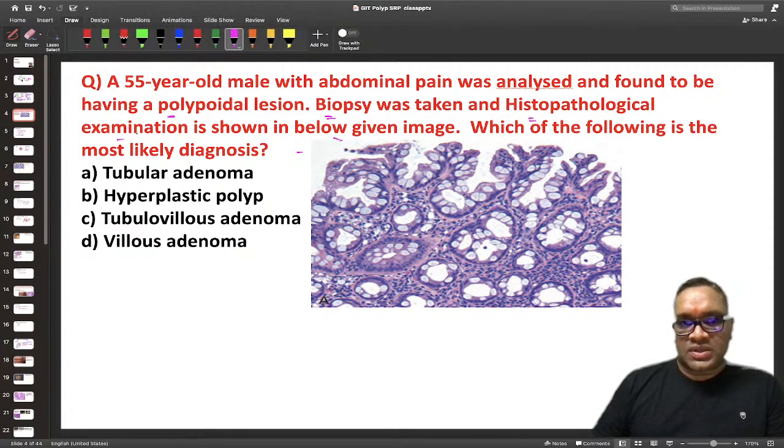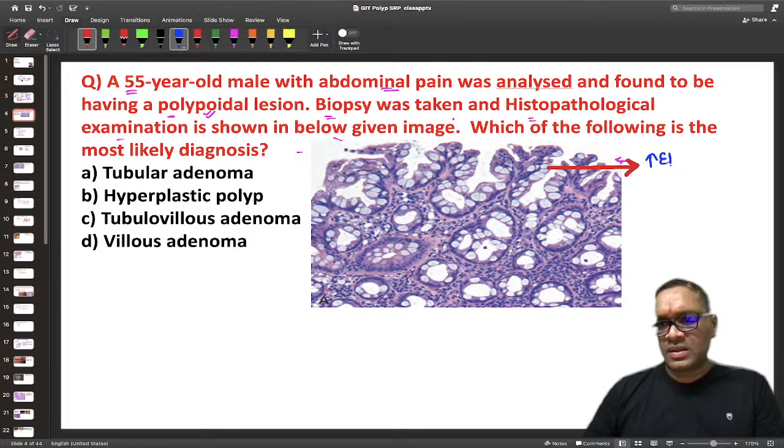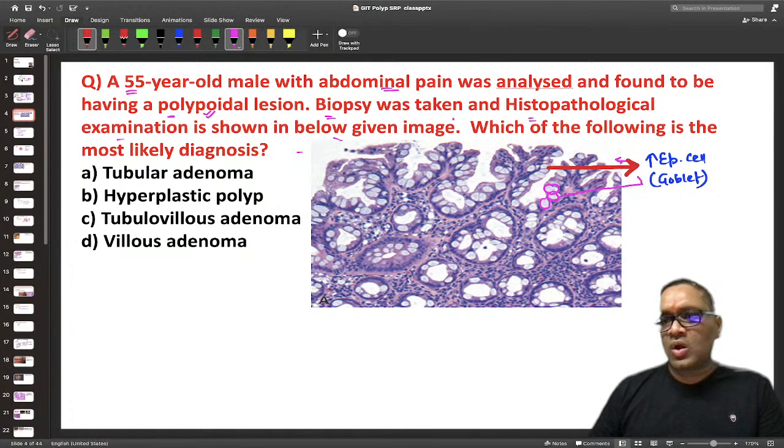See, this question: a 55-year-old with abdominal pain, right? Polypoidal lesion. A biopsy was taken, and this biopsy is very characteristic. What is characteristic in this biopsy? If you look at the biopsy, you can see there is hyperplasia of the intestinal epithelial cells. Can you appreciate these mucin containing goblet cells? So these are the mucin containing goblet cells, right?